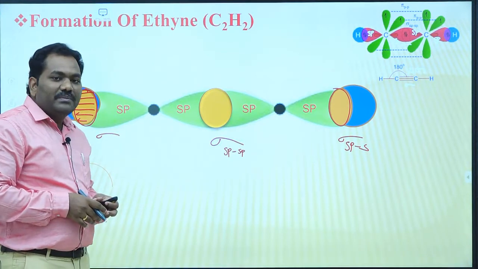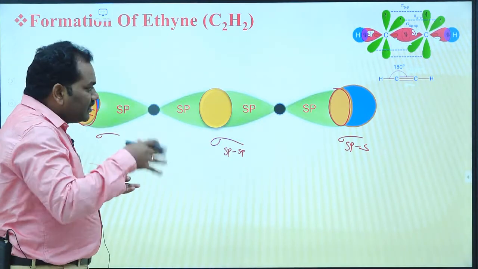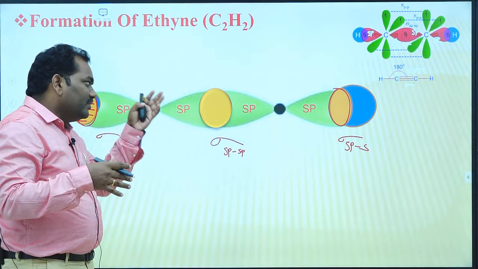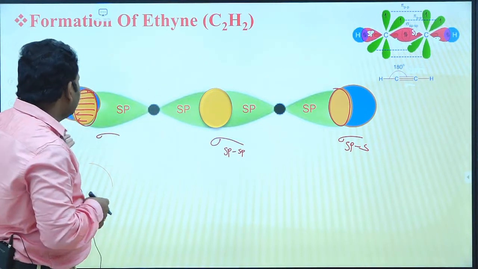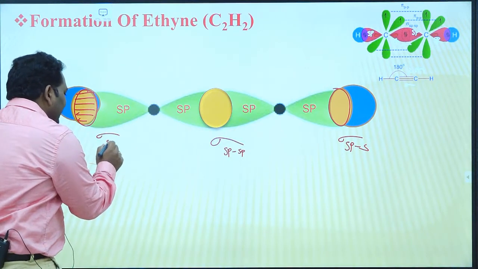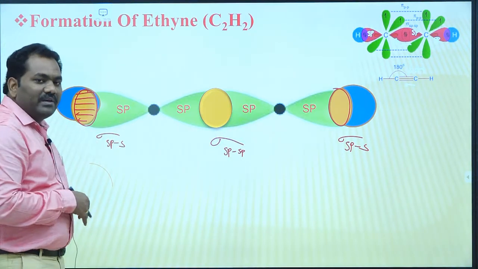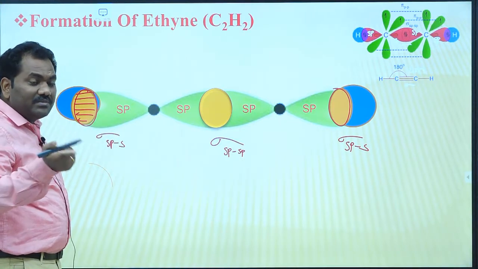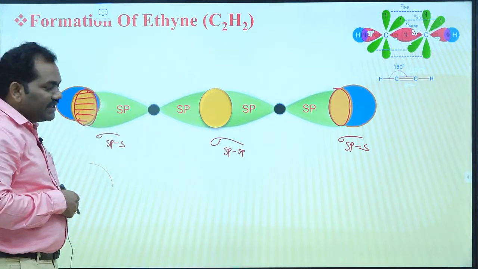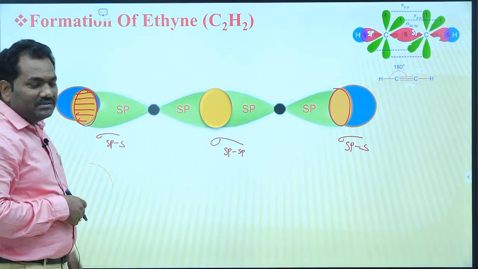It is formed by the overlapping of one s orbital and one sp hybridized orbital. Here also this is called sigma sp-s bond. Why? Because it is also formed by the overlapping of one sp hybridized orbital with the 1s orbital of hydrogen, like this.